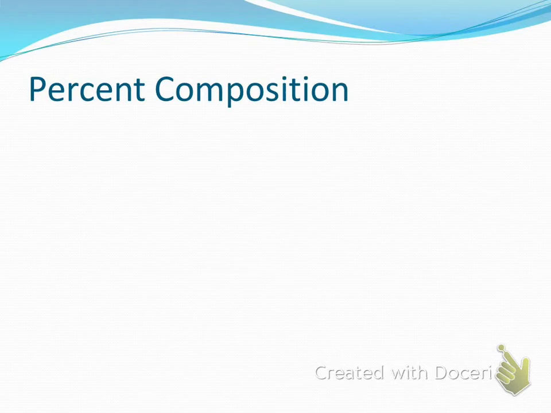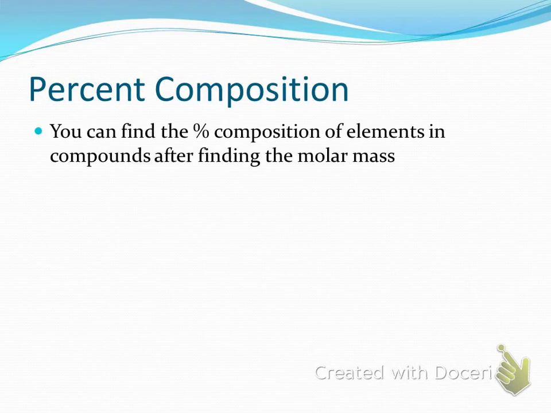Yeah, composition means what it's made of. Percent composition. So when we're talking about percent composition, it means we're going to find the percent of what our compound is made of based on its mass. After we find the molar mass of something, we're able to find the percent composition, which might tell us it's 30% oxygen, 40% hydrogen, and 30 whatever percent carbon. Right? That's what percent composition is.